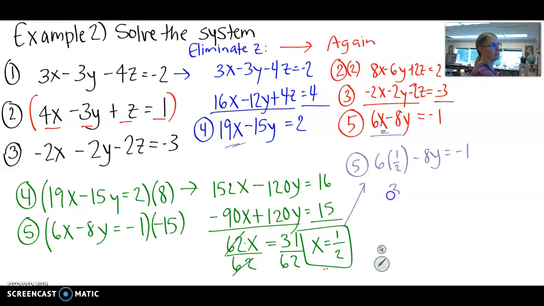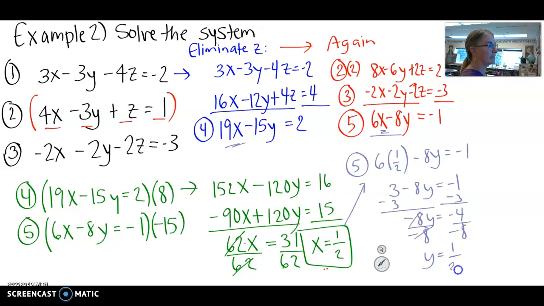Half of 6 is 3, minus 8y equals negative 1. Subtract 3 from both sides. You get, don't forget your negatives, negative 8y equals negative 4 on this side. Divide by negative 8. Divide by negative 8. And I get y equals negative divided by negative is positive, and 4 divided by 8 is 1/2 again. So my y value is also 1/2.